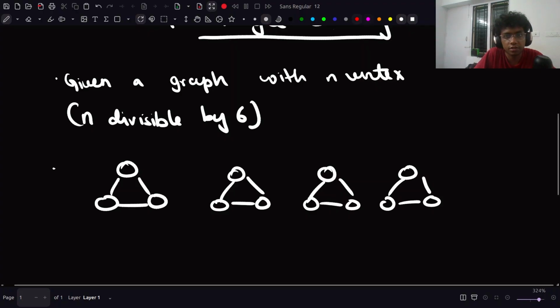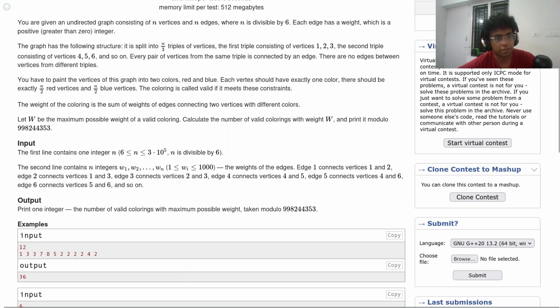Let's say this is red, this is red, this is red, this is red, and let's say these two are red. Now the other half can be blue, so these are blue, this is blue, this is blue. This is a valid way of coloring it into red and blue vertices.